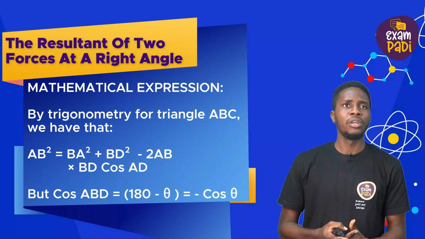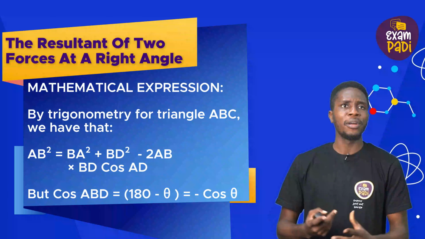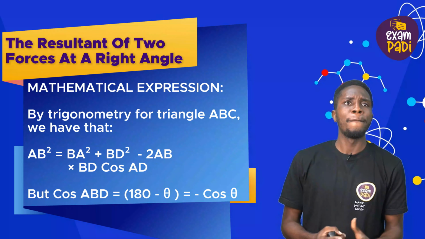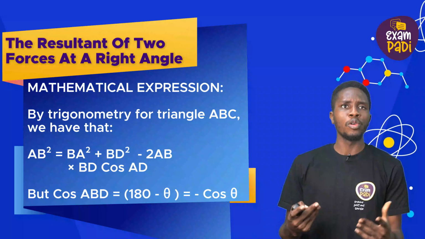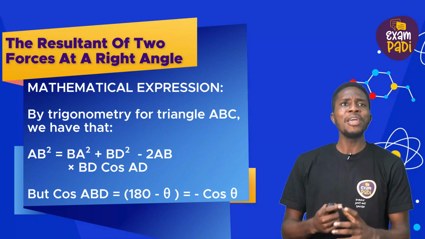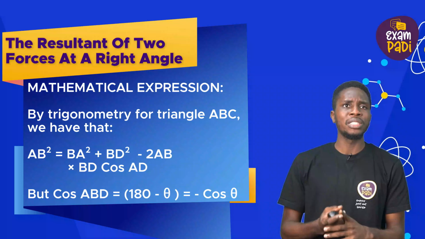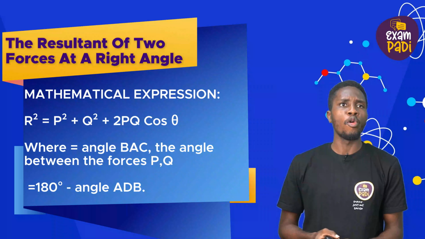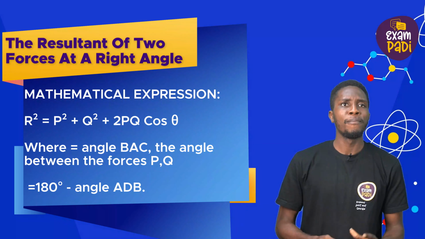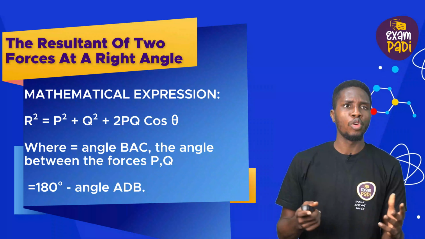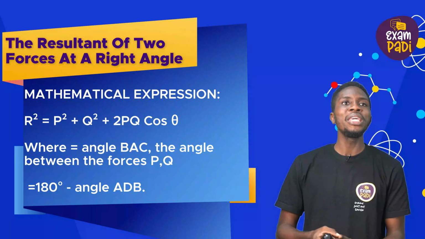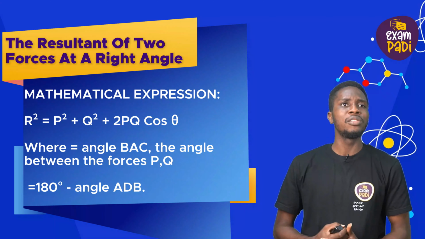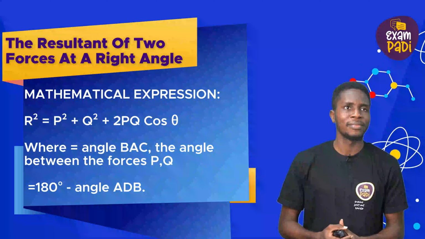By trigonometry, for triangle ABC, we have AB square equals BA square plus BD square minus 2AB times BD cos ABD. But cos ABD equals cos of 180 minus theta, that is minus cos theta. Therefore, R square equals P square plus Q square plus 2PQ cos theta, where angle BAC, the angle between the forces P and Q, equals 180 degrees minus angle ADB.